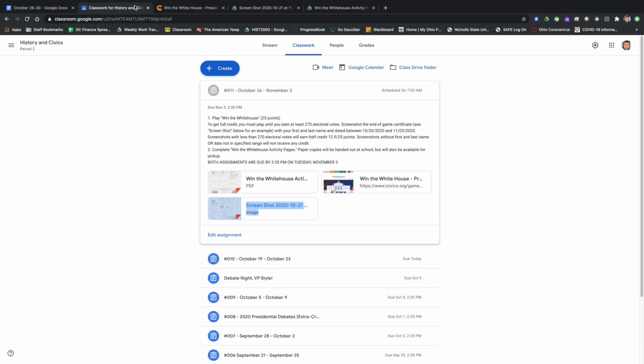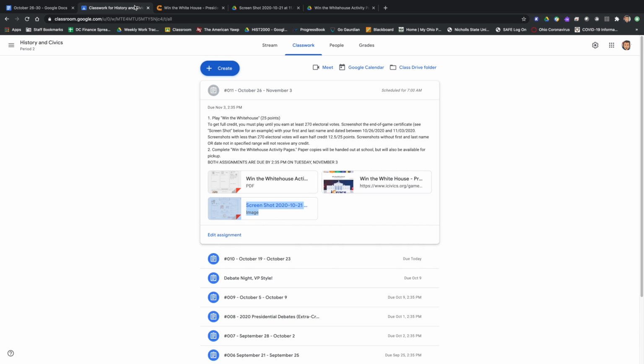the assignment window. Now, if you don't get those 270 electoral votes, you can play it a second time or a third time or a fourth time. All you need to do is play it until you win. If you turn one in, though, that does not have 270 electoral votes, you will get half credit for it. Now, that is half of your assignment.